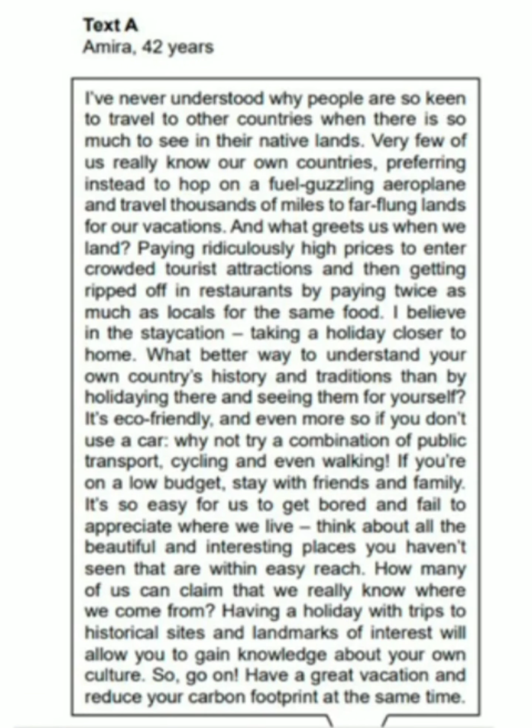I believe in the staycation, taking a holiday closer to home. What better way to understand your own country's history and traditions than by holidaying there and seeing them for yourself? It's eco friendly, and even more so if you don't use a car. Why not try a combination of public transport, cycling, and even walking? If you're on a low budget, stay with friends and family.